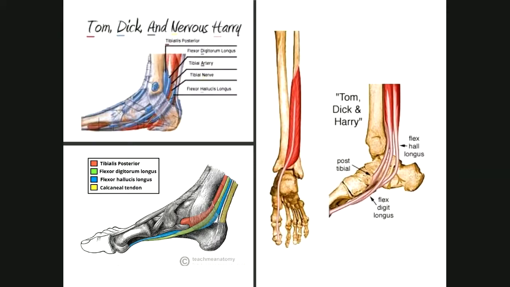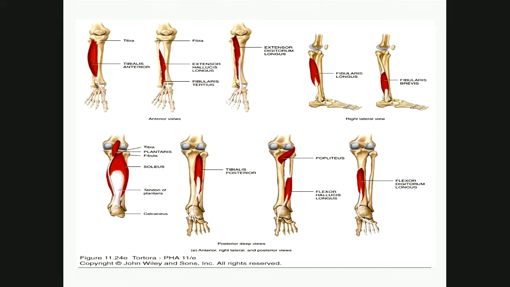So if we could look at these medial tendons in a row, there's a mnemonic called Tom, Dick, and Harry. So Tom, they're in order. We see here the tibialis posterior in orange. Then Dick, flexor digitorum longus in green. And then behind that is Harry, the flexor hallucis longus. And posterior to that is the calcaneal tendon. If you add "and nervus" to Harry, it would also include the tibial artery and the tibial nerve that travel in the same location.